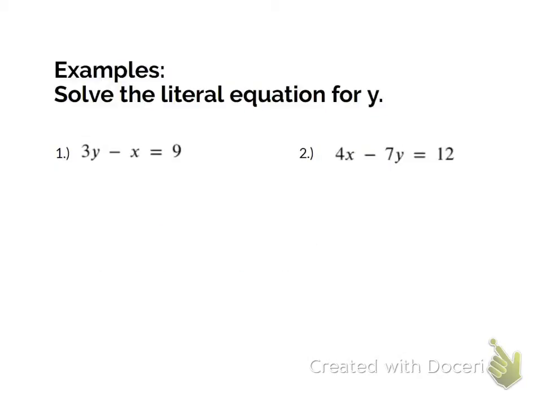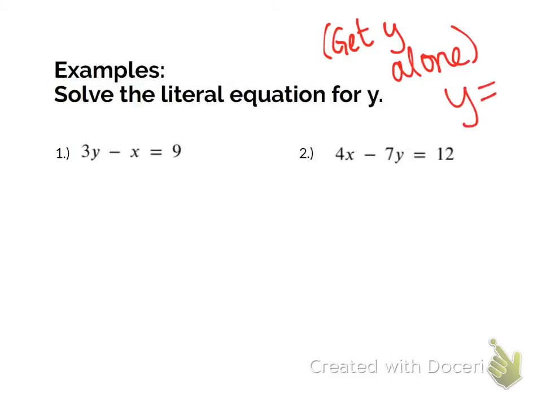All right, we are going to solve the literal equation for y. So all that means is get y by itself. Get y alone or by itself. So we want our answer to be y equals whatever the other side may come out to be. If it helps, you can put a box or a circle around y and act like you're trying to get y alone and think about what steps you would take.